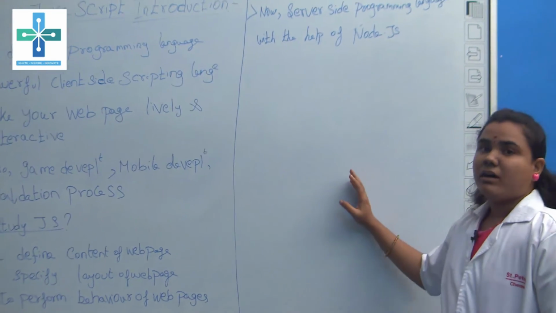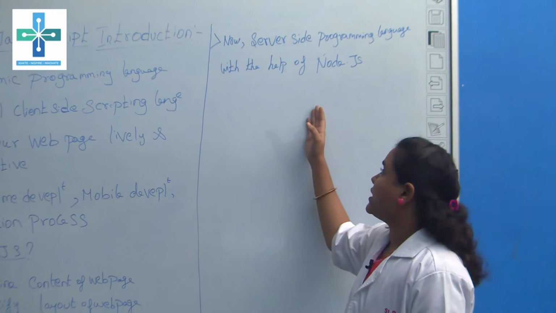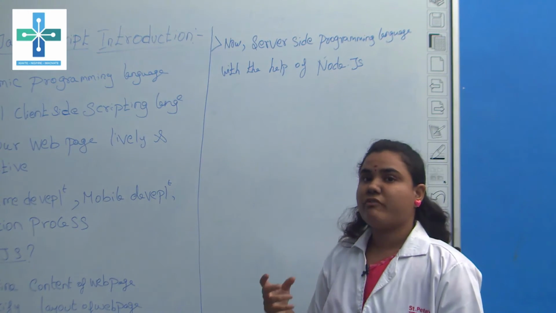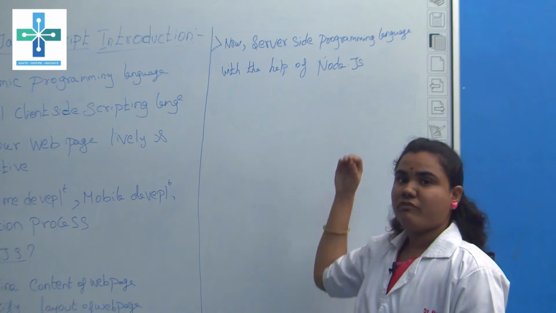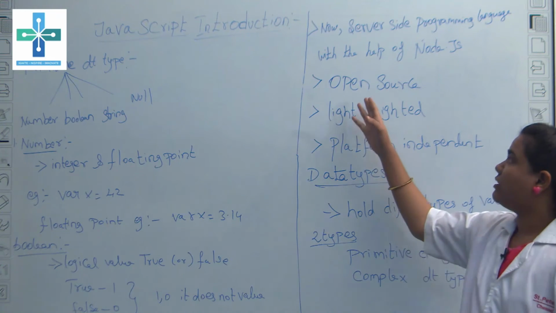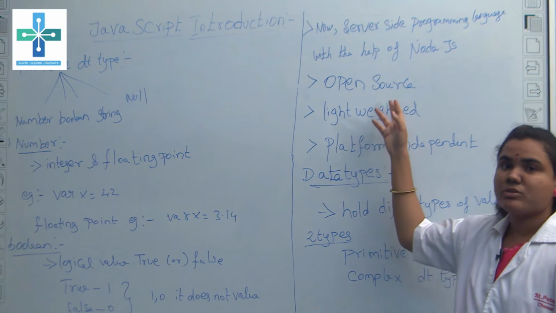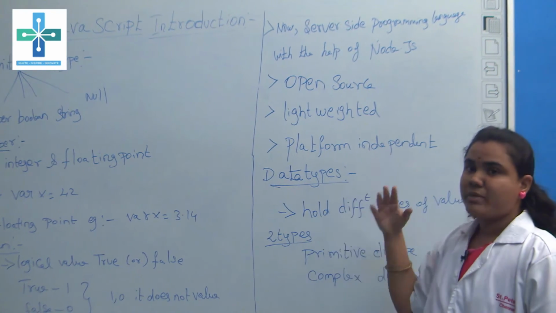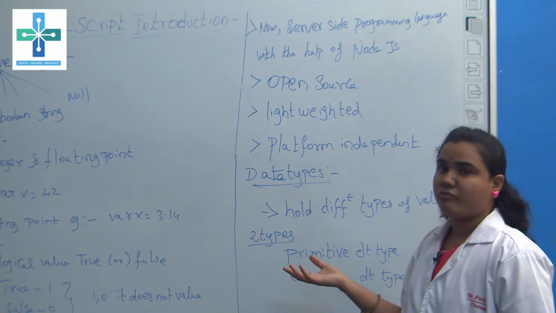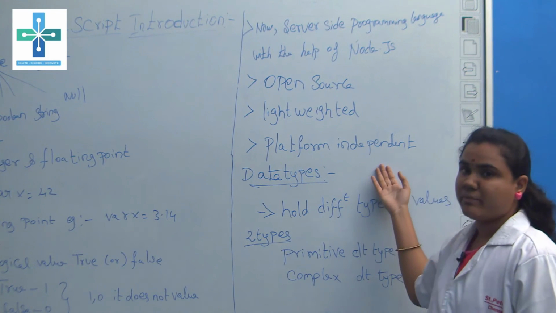And now it can be used on the server side also with the help of frameworks. Frameworks in the sense AngularJS, Node.js are all frameworks. It's also called open source and lightweight. Open source in the sense it's easily available to download, and it can be used on various platforms also. That's why it offers platform independence.